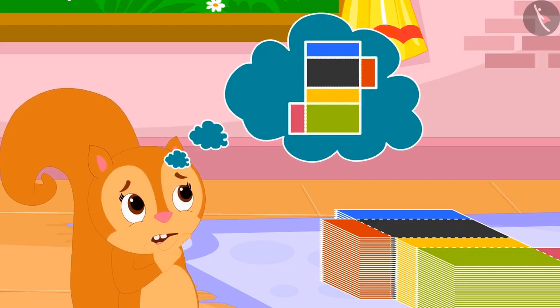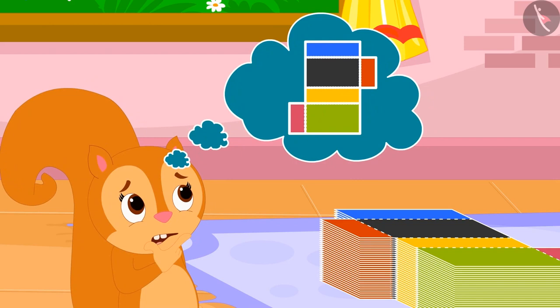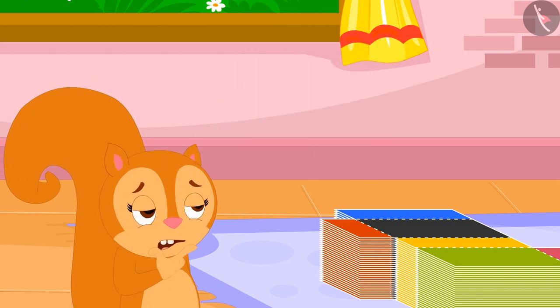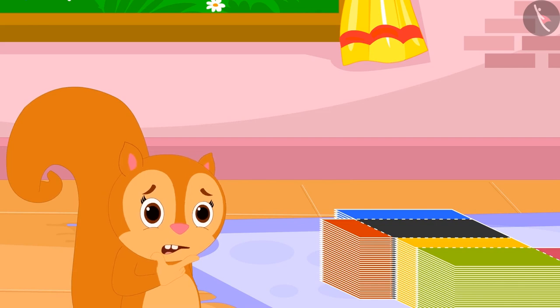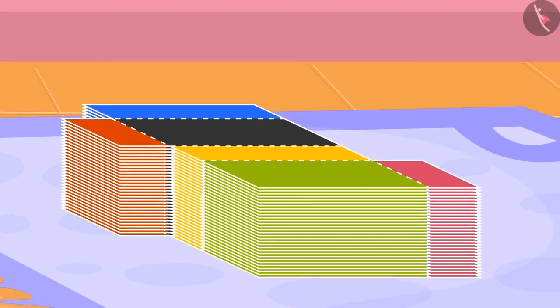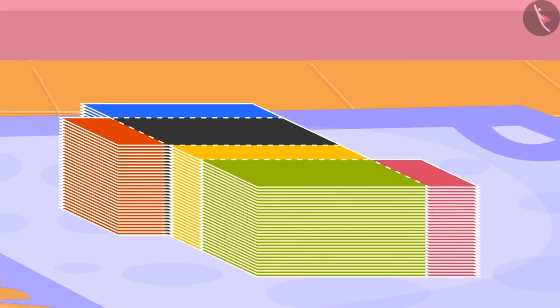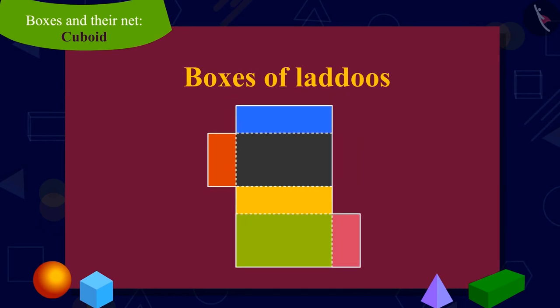Chanda was puzzled. She could not understand why Appu was calling those cardboard cutouts empty boxes. Children, are you also wondering, like Chanda, why Appu said this? Let's see what Appu explains to Chanda. Appu showed Chanda a cardboard cutout. He asked Chanda to fold the cutout on the line with dots on it.